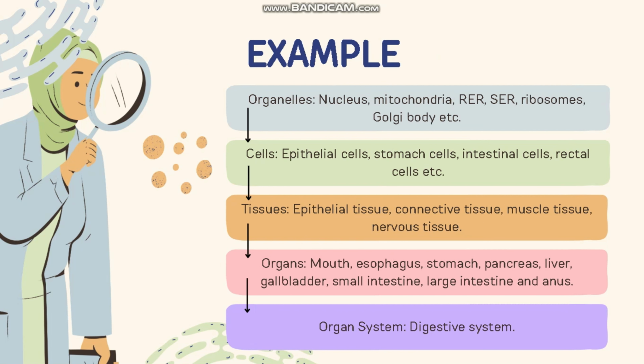Over here I have an example of the digestive system. The digestive system is made up of organs like mouth, esophagus, stomach, pancreas, liver, gallbladder, small intestine, large intestine, and anus. These organs are made up of tissues like epithelial tissue, connective tissue, muscle tissue, and nervous tissue. And these tissues are made up of cells like epithelial cells, stomach cells, intestinal cells, rectal cells, etc. And these cells are made up of organelles like nucleus, mitochondria, RER, SER, ribosomes, Golgi, etc.